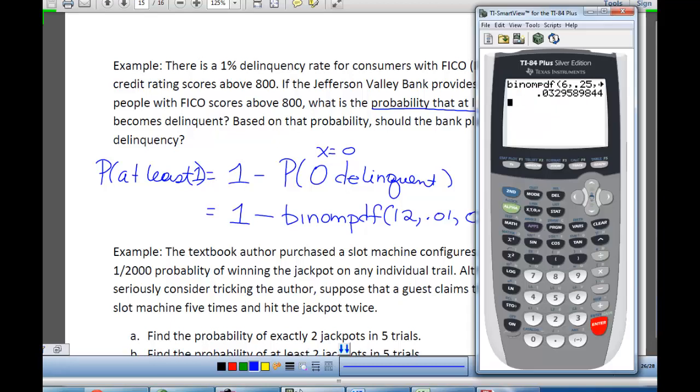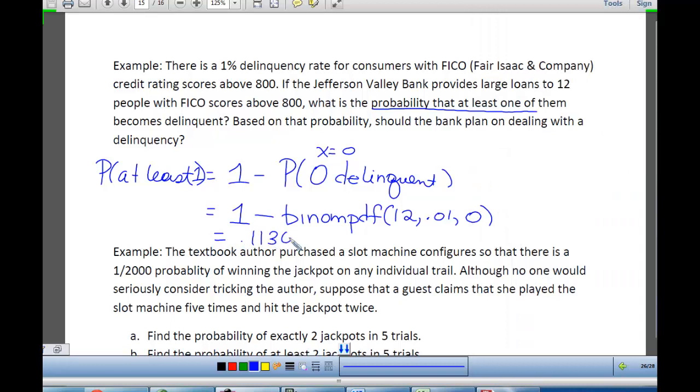So, binom PDF, you probably did it on your calculator already. What'd you get? 1. Alpha A. We got 12, comma, 0.01, comma, 0. I got 0.1136. Is that what you said? That's our answer. So there's an 11% probability that they will have to deal with a delinquency. Based on that, should the bank plan on dealing with a delinquency? We'd say yes. At least one is not a rare event.